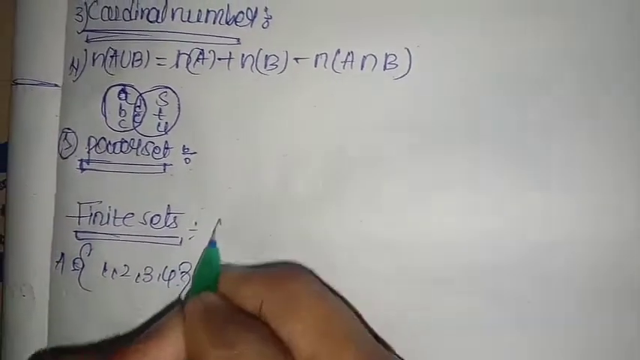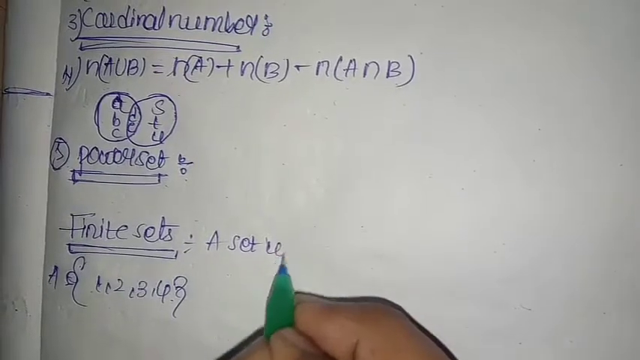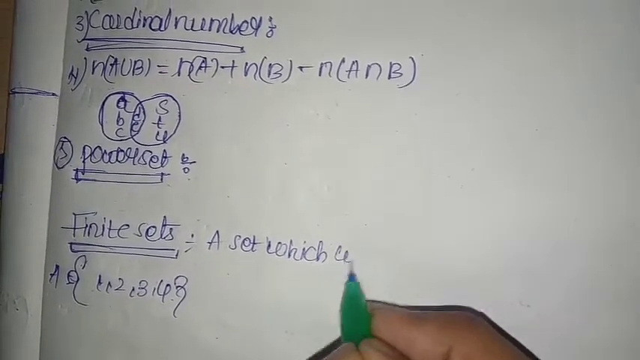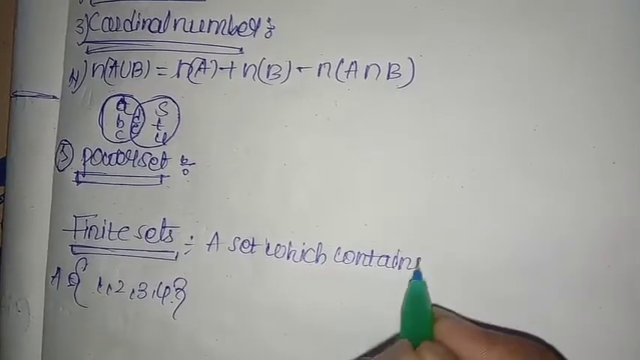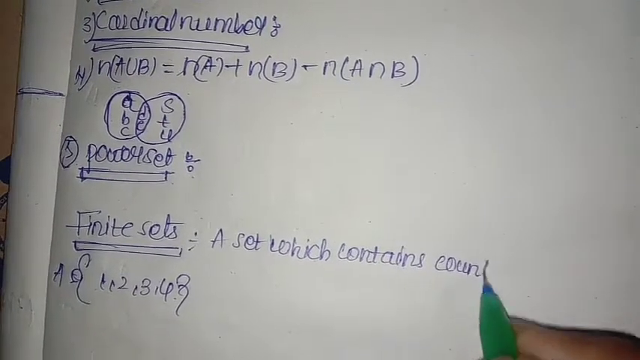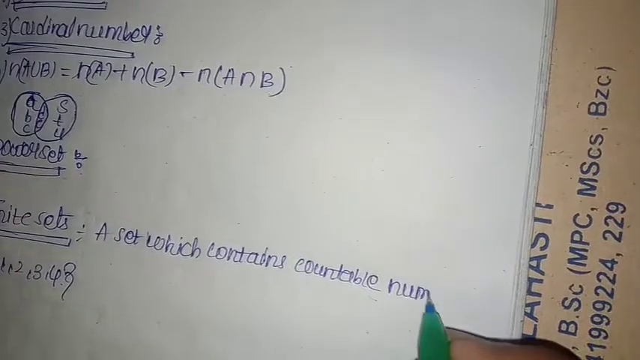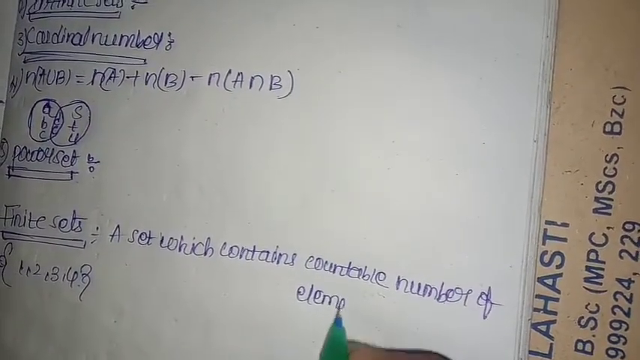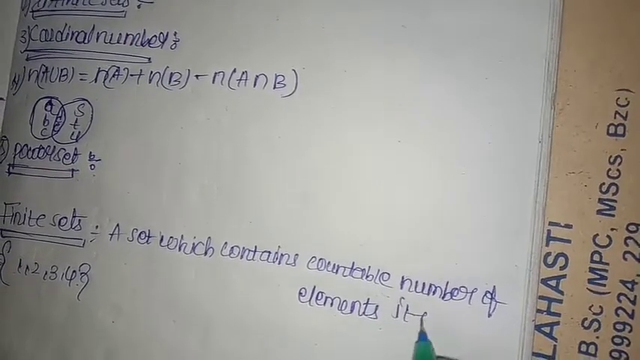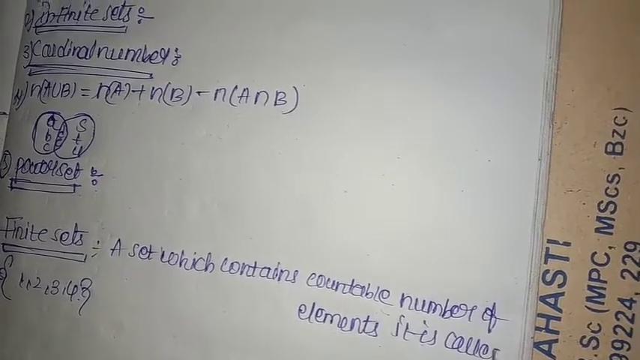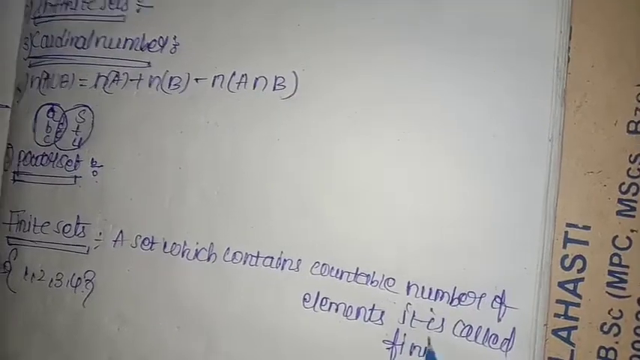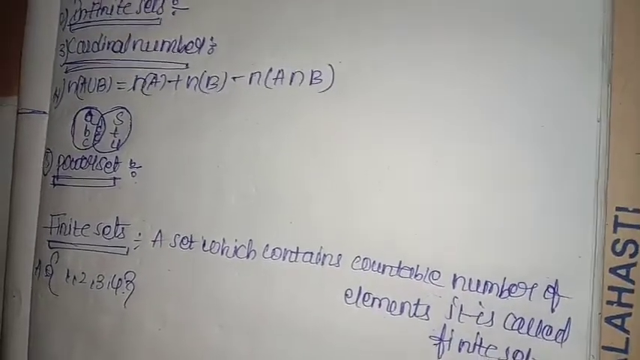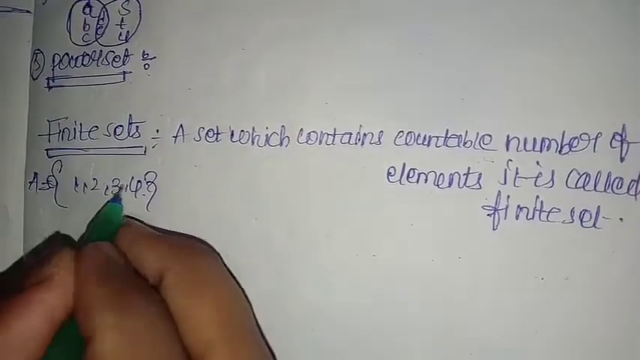So a set which contains a countable number of elements is called a finite set. For example, A equal to 1, 2, 3, 4.